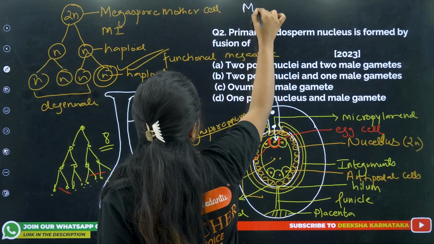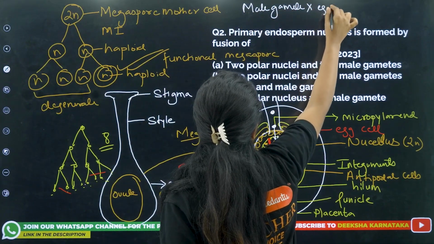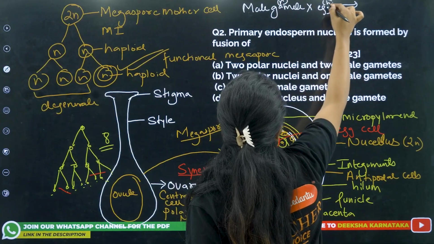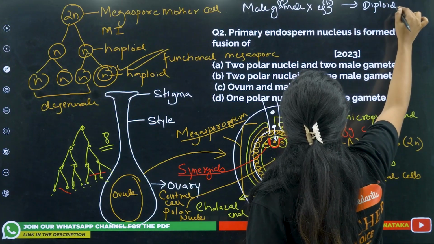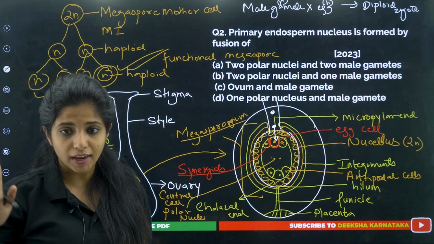One male gamete goes and fuses with the egg cell. The male gamete is haploid, the egg is also haploid. You get a diploid zygote. What do you get? You get a diploid zygote, children. Okay, you got the zygote.